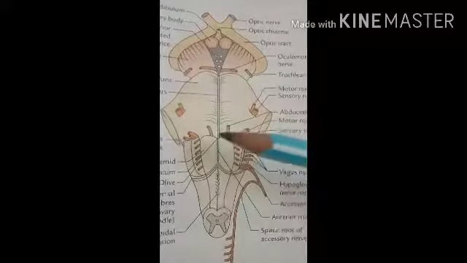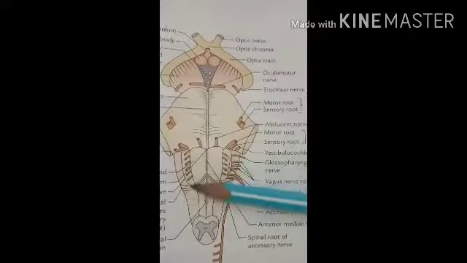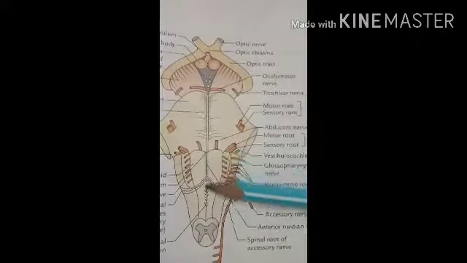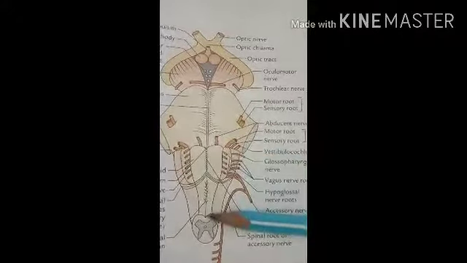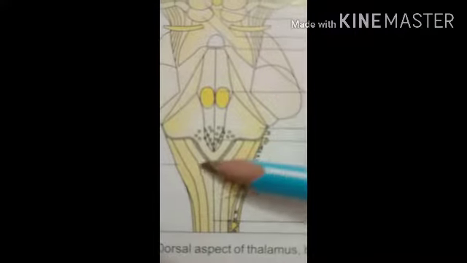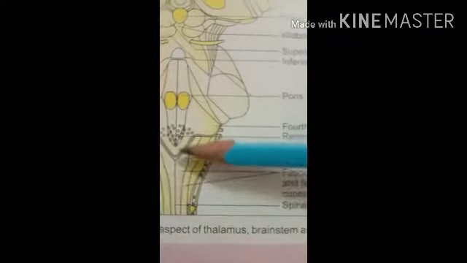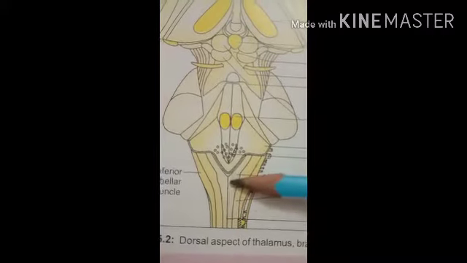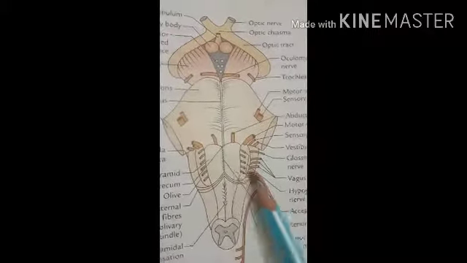After that, see the fissures and sulci. The medulla oblongata is divided into the right and the left halves by the anterior median fissure. Here you can see the vertical fissure, the anterior median fissure, this one, and the posterior median fissure. On the posterior side of the medulla oblongata, in this diagram you can see this one, the posterior median fissure. Because of the anterior median fissure and the posterior median fissure, the medulla oblongata is divided into the right half, this one, and the left half.